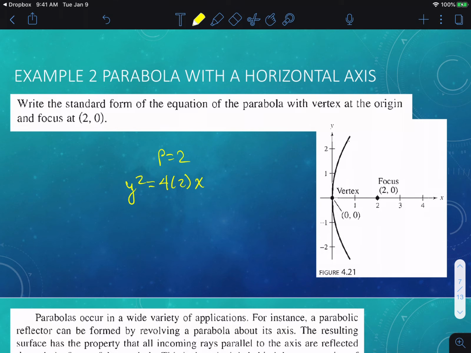And so the equation is going to look like this now. Y squared is equal to 8x. And what is it asking for? Write the standard form of the equation of the parabola with the vertex at the origin. And there it is. Y squared is equal to 8x.